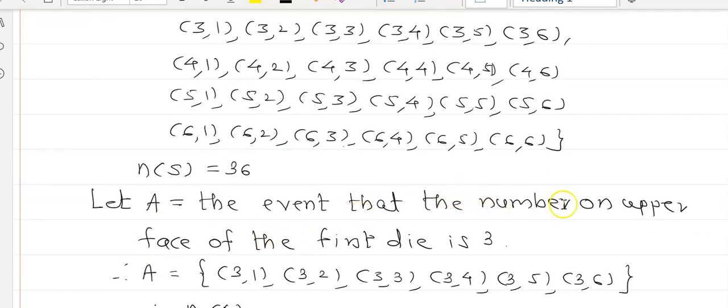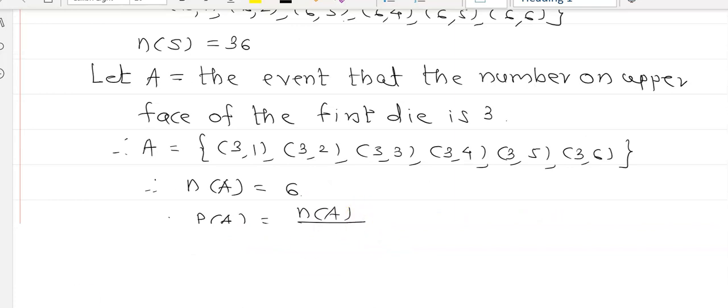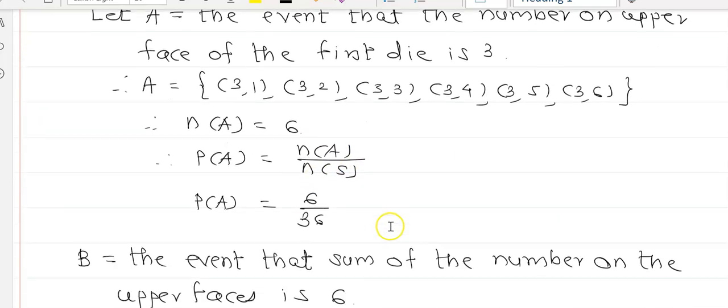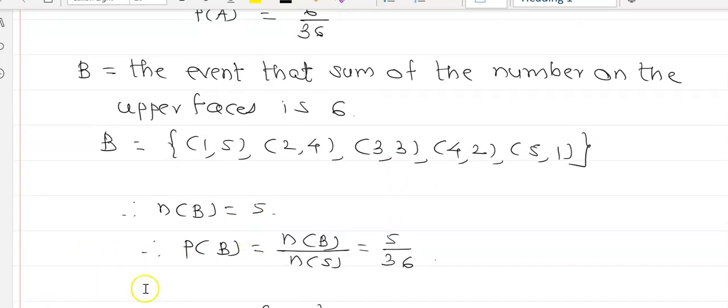A, the event that the number on the upper face of the first die is 3. Therefore, we take the first die as 3, and the total number is 6. Therefore, P of A is equal to n of A upon n of S, that is 6 upon 36. Next is B, the event that the sum of the numbers on the upper faces is 6: 1,5, 2,4, 3,3, 4,2, 5,1. Therefore, n of B is equal to 5. P of B is equal to n of B upon n of S, that is 5 upon 36.